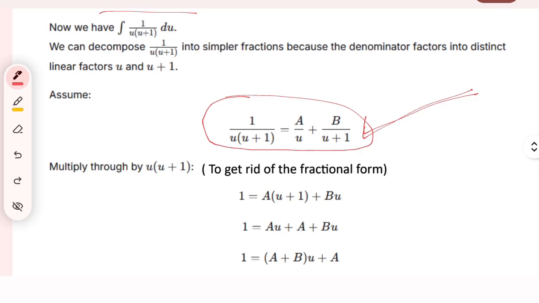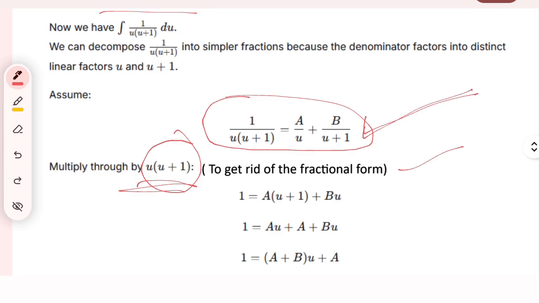What I do is, I will multiply both sides by u and u plus 1. So I think it's the same. If you review our previous video, we also multiplied it to cancel out the fractional form. So we get rid of the fractional form, we multiply it by this.